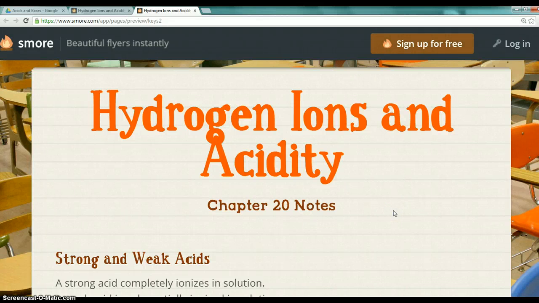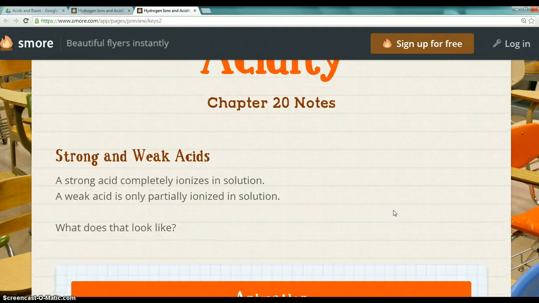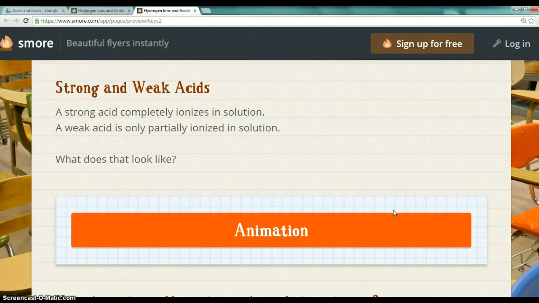Okay, we're going to look in this video at the hydrogen ions and how they affect the acidity of the solution and how you calculate the acidity of a solution. So we're going to start by looking at strong and weak acids. The definition of a strong acid is an acid that completely ionizes in solution. A weak acid only partially ionizes.